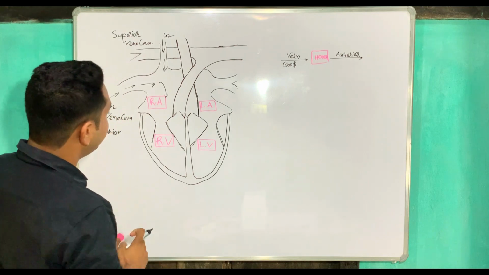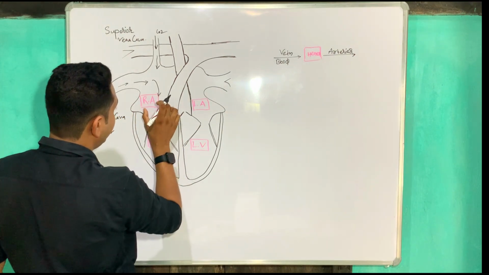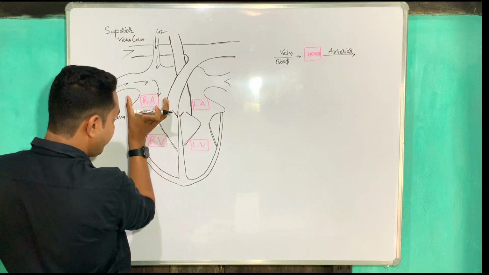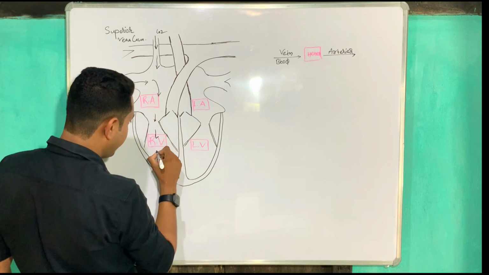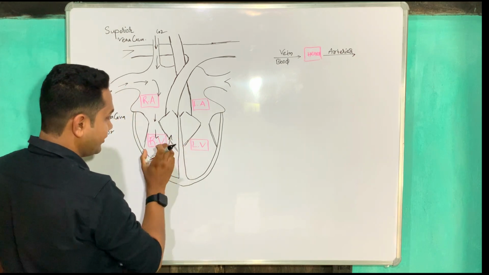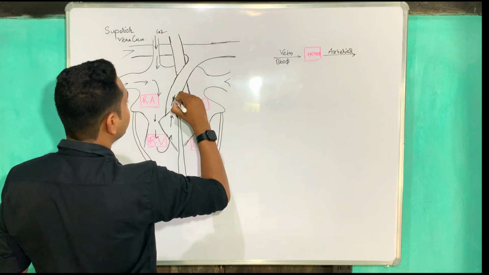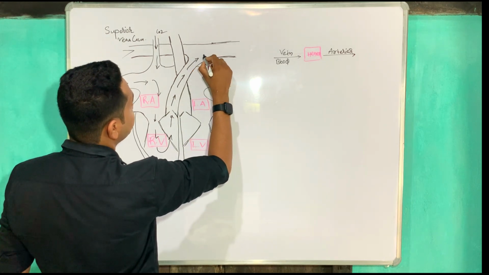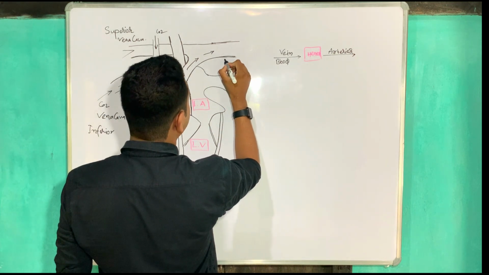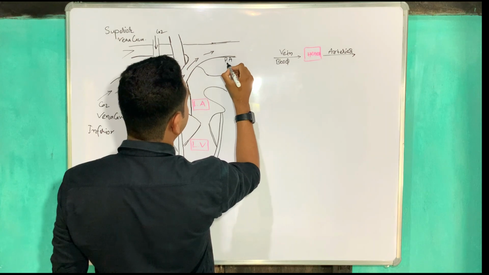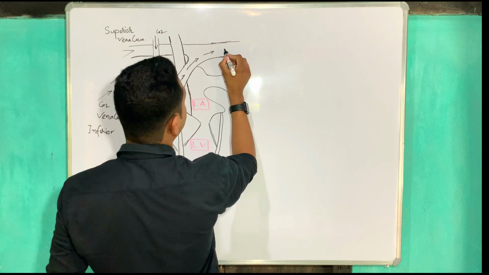After filling this right atrium with deoxygenated blood, it will pump and come to the right ventricle. After coming to the right ventricle, it will contract here, and again the blood will start moving through this passage. What is the name of this passage? This is known as the pulmonary artery. Why is it pulmonary? This is attached with the lungs, that is why this is the pulmonary artery.